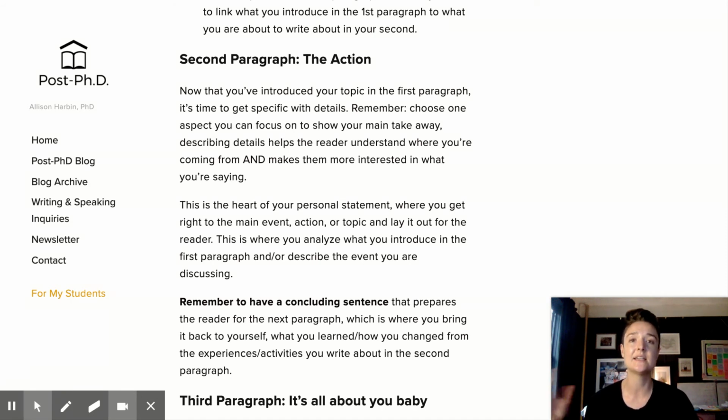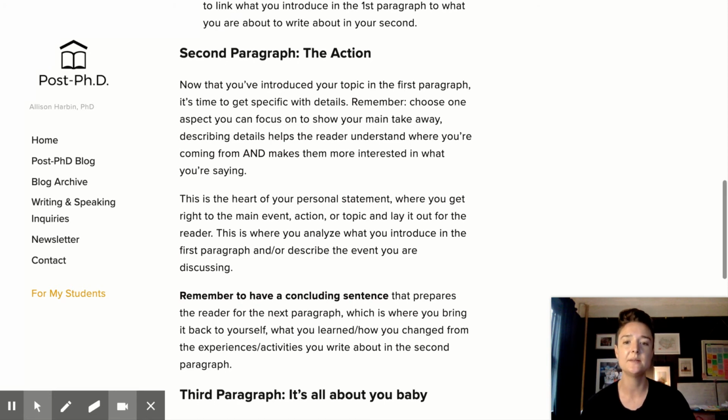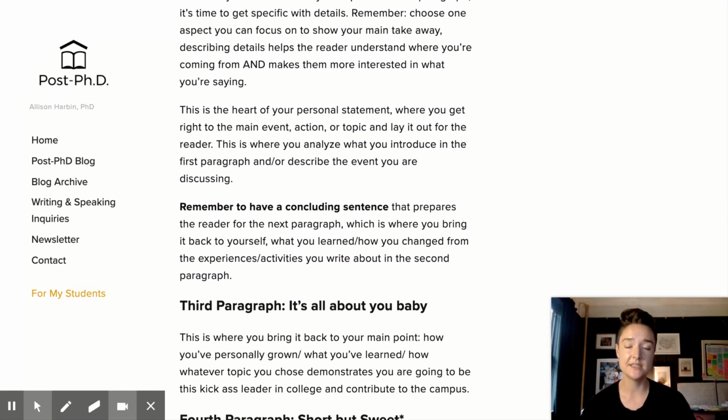listing things, never list things in a personal statement. That's what your activities section is for. In your personal statement, this is where you get to the heart of something. You go into detail about one specific thing that's an example of who you are as a person and what you believe in. Remember to still have a concluding sentence that prepares the reader for the next paragraph.